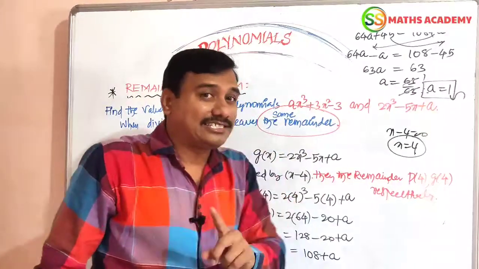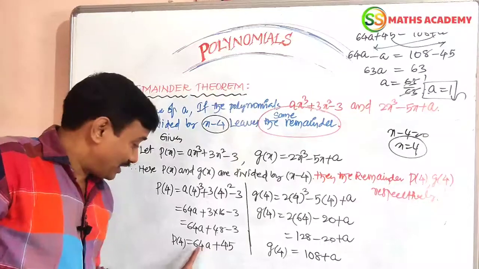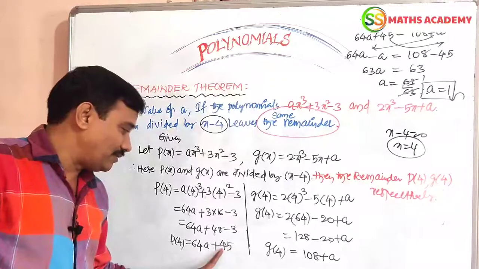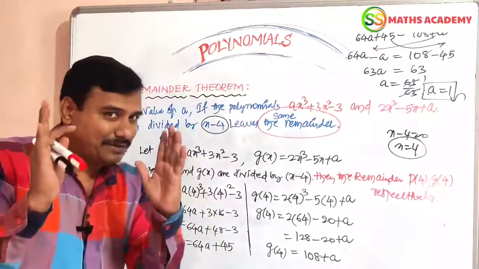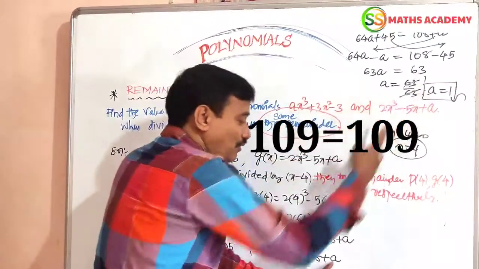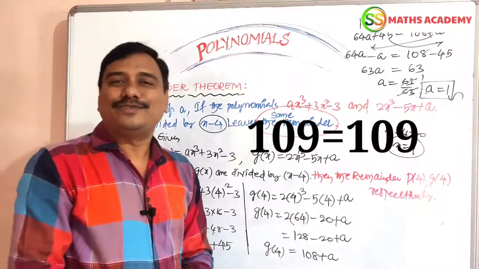Friends, let us check the answer. Check the answer. a equals 1. Substitute here: 64 into 1, 64. 64 plus 45, 109. Remember, 109. Here also, the a value is 1. You substitute the a value 1 here. 108 plus 1, 109. LHS equals RHS.